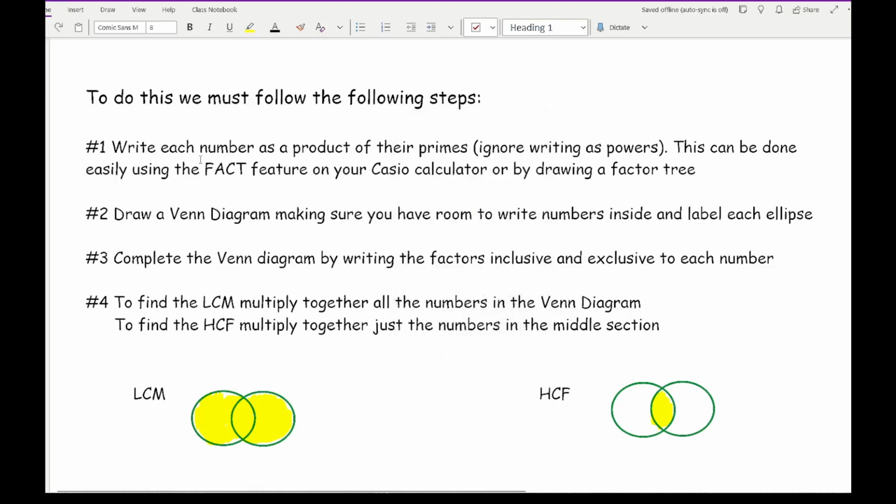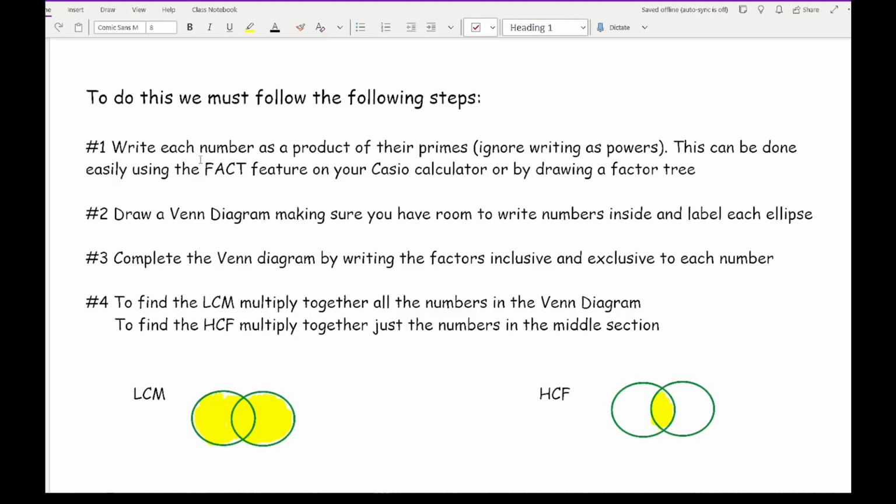Now, going back to step 2, the next thing we then need to do is to draw a Venn diagram, making sure you have enough room to write the numbers inside and label each ellipse. So try not to do a really tiny Venn diagram, because you need to make sure that you're able to put numbers and put terms inside them.